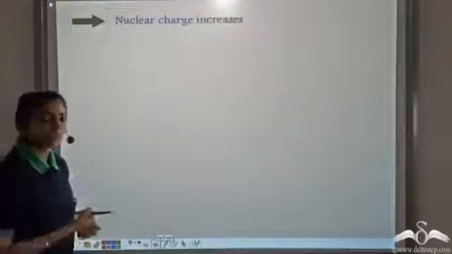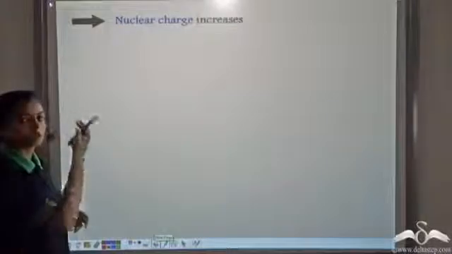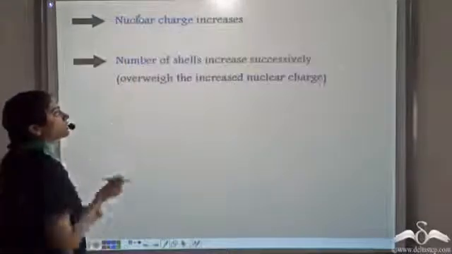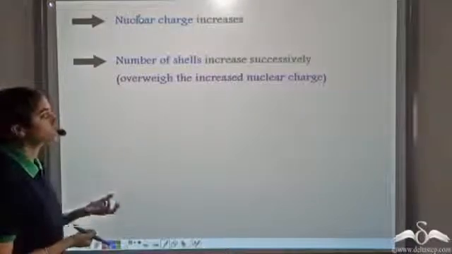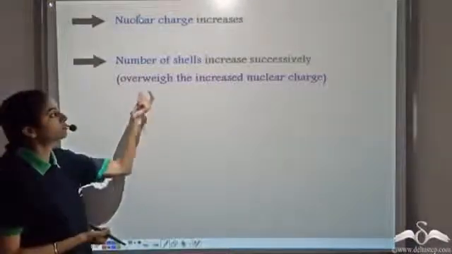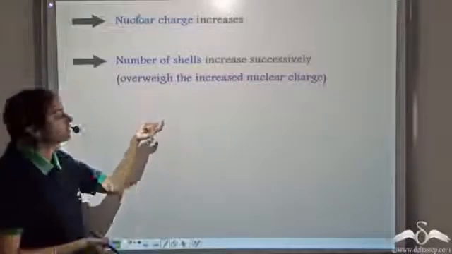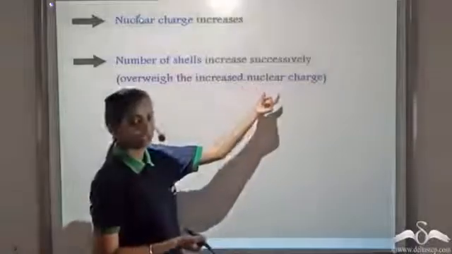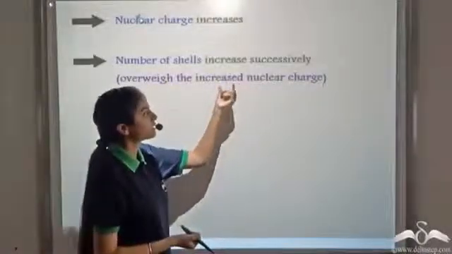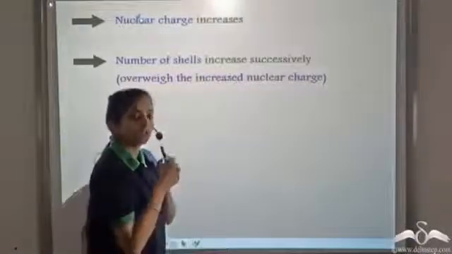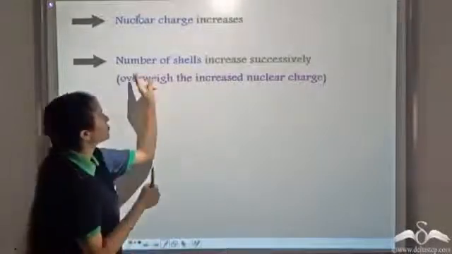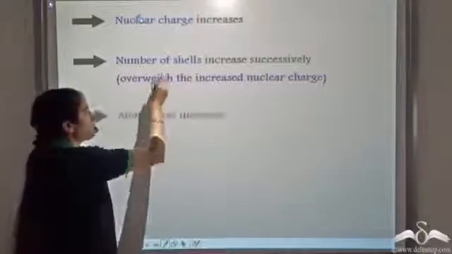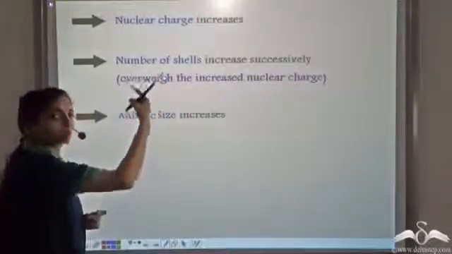So what happens in a group? Let's revisit. Nuclear charge on moving from top to bottom in a group increases. As the nuclear charge increases in a group, we also know that the number of shells increase successively. This increase in the number of shells outweighs the increased nuclear charge. The effect of the increased nuclear charge is that it tends to pull the electrons close to itself, but the number of shells increasing outweighs the increased nuclear charge, and so the atomic size on moving from top to bottom in a group increases.